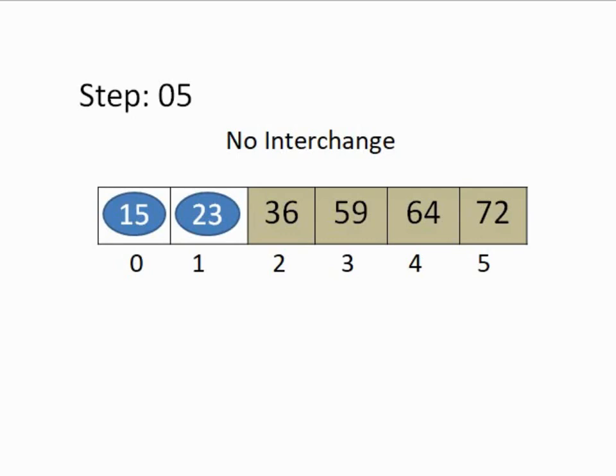Finally, we have reached step 5. In step 5, again we start from the beginning of the list and compare A0 with A1. Since the value at A0 is less than the value at A1, no interchange takes place. Therefore, the list remains unchanged.